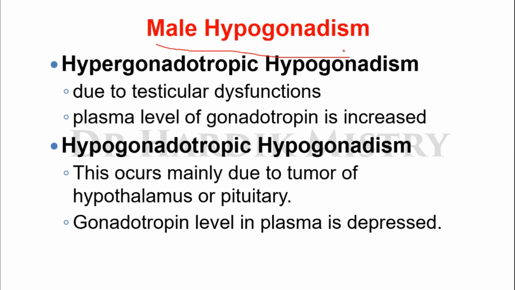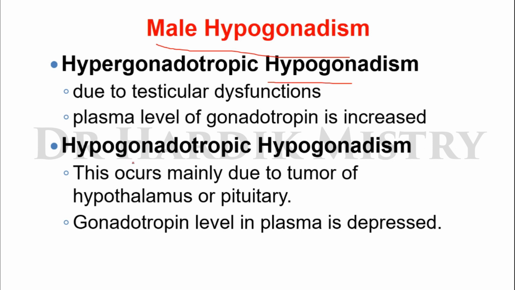Male hypogonadism is of two different types: hypergonadotropic hypogonadism and hypogonadotropic hypogonadism. In the hypergonadotropic type, GnRH and LH-FSH hormones are increased from the anterior pituitary gland because the testicular functions are abnormal, that is, dysfunction of the testis. That's why the plasma level of gonadotropin is increased. So this condition is known as hypergonadotropic hypogonadism.